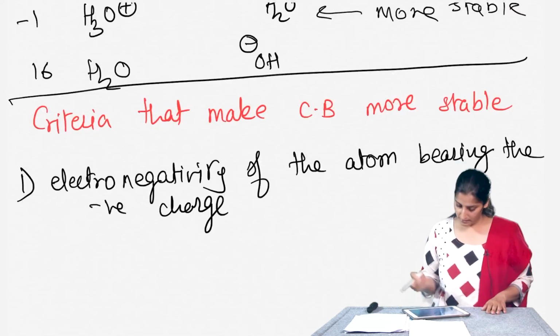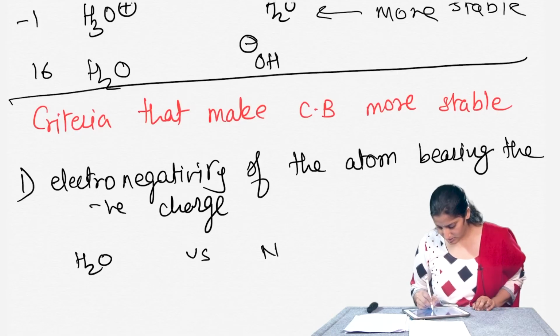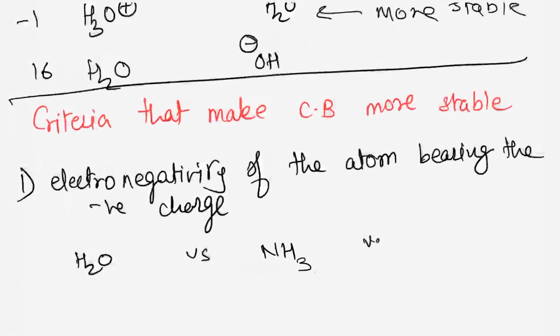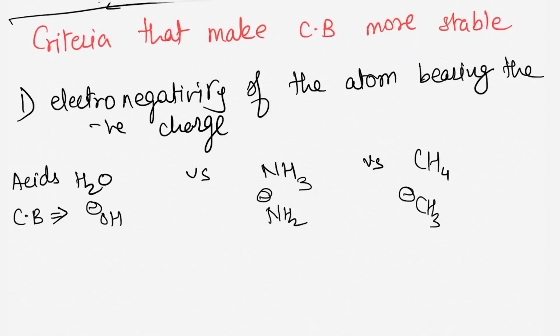So, what do I have? I am going to take an example of H2O versus ammonia versus CH4 as acids. If all of these three were to behave as acids, what will be the conjugate bases? Water will form OH minus as the conjugate base, ammonia will form NH2 minus as the conjugate base, and CH4 will form CH3 minus as the conjugate base, right. So, the question is, what is the electronegativity of the atom bearing the negative charge?